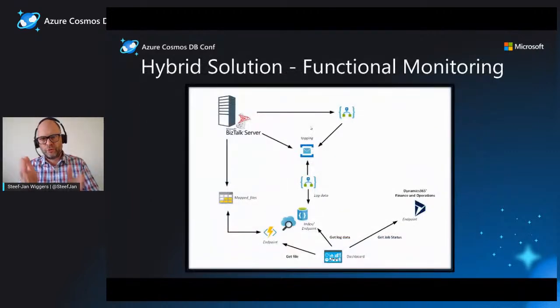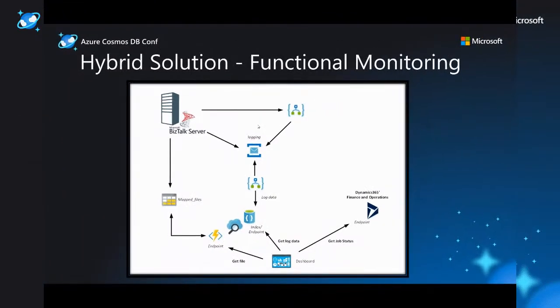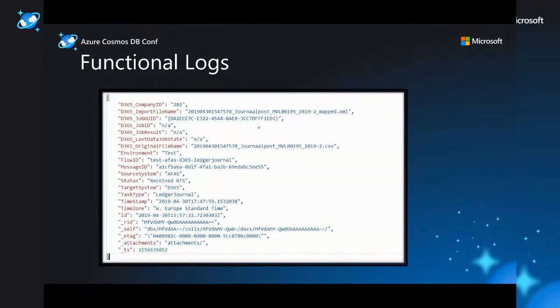So what worked is all the logging was being pushed into a Cosmos DB instance using a logic app. It was indexed subsequently, similar to the learning app from our previous project. And then data could be shown by getting the data out of the Cosmos DB in combination with calling out to Dynamics with the job ID, or getting maybe some of the original mapped files from BizDoc server. So this is how one of those functional logs will look.